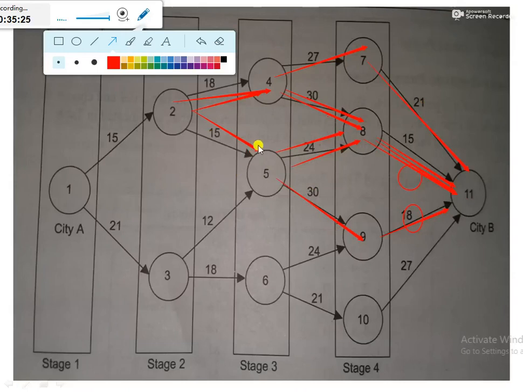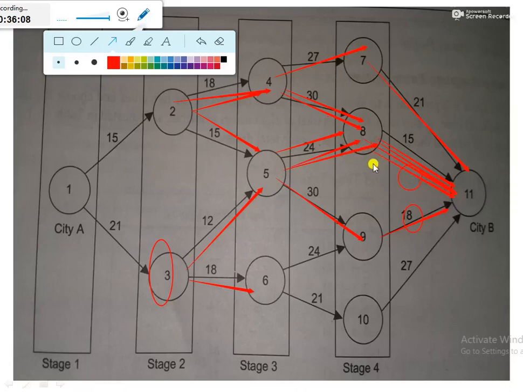So after selecting the two best routes from stage 2, we move on to the second option available at this stage, that is node 3. From exchange point 3, the traveler may opt to go to point 5 or to node 6. If he goes from 3 to 5, then he can go from 5 to 8 and from 8 to 11.